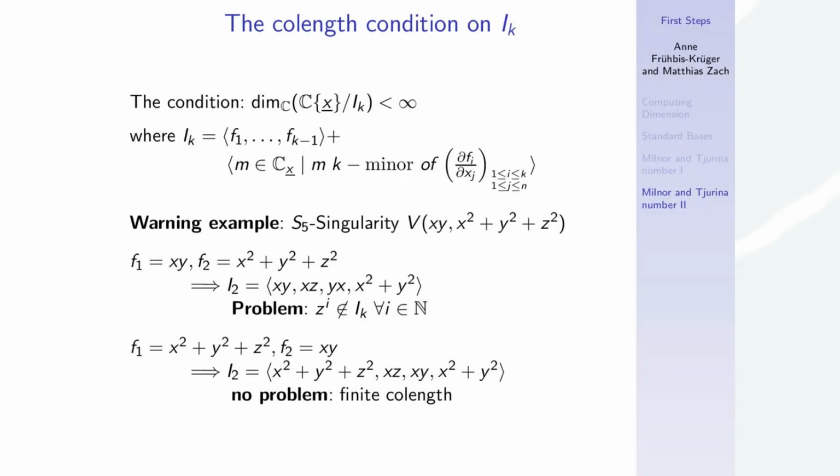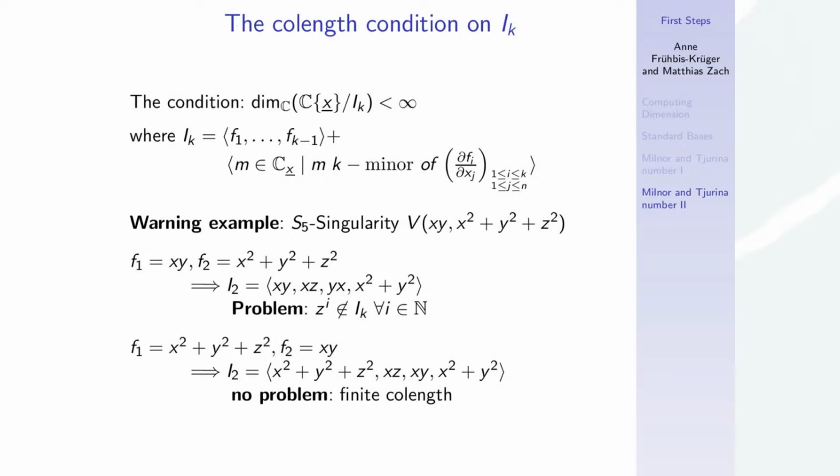And I see my ideal I2 will be generated by xy, and then by the minors of the Jacobian matrix of the two. And those minors are xz, yz, and x squared plus y squared. Look at that ideal, and you see immediately that no pure power of z can appear in this ideal, which means this is not of finite co-length. Now you might say, oh no, the formula fails, I cannot apply it.